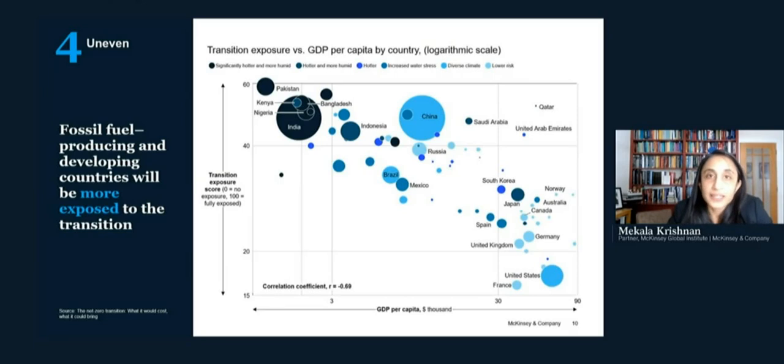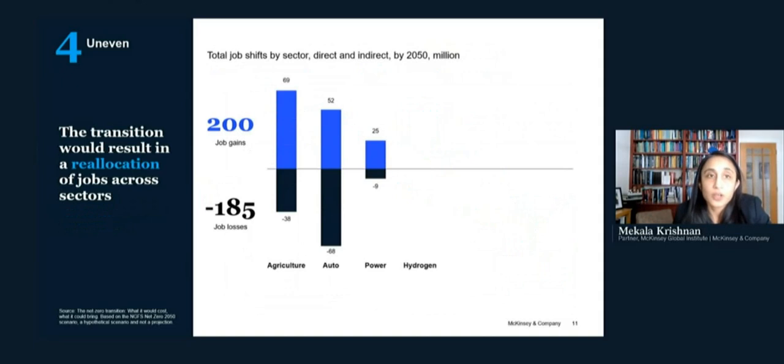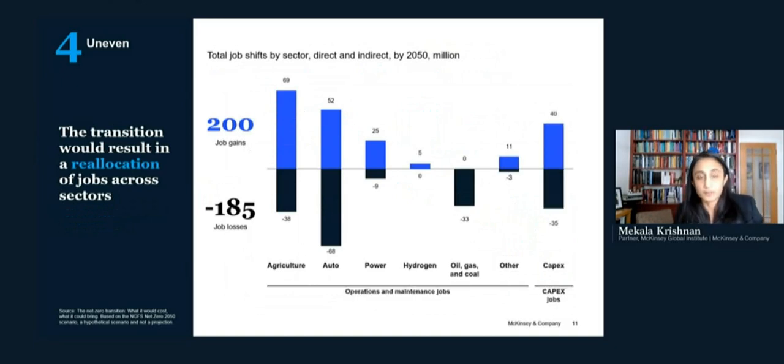If we move to the next slide, there's another aspect of unevenness that's important to highlight, which is unevenness across sectors. While the overall scale of job impacts we estimate from the transition is relatively small compared to many other transformations like automation, we estimate about 200 million jobs that could be gained, 185 million jobs that could be lost by 2050 under a net zero transition. That number itself does not fully describe the scale of the challenge under a net zero transition. The challenge is the reallocation of jobs that would need to take place across sectors as well as across geographies.